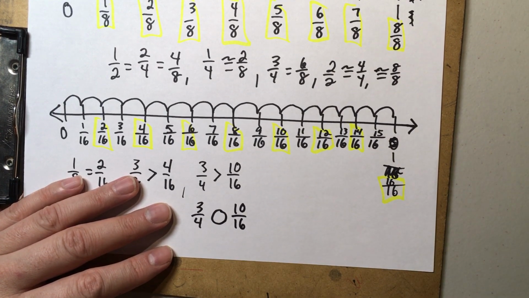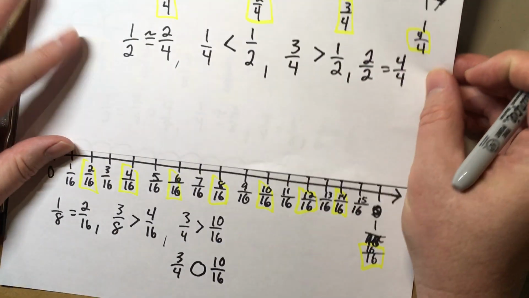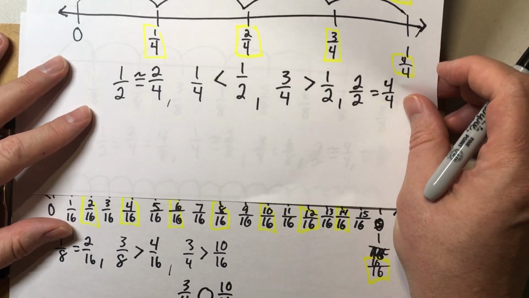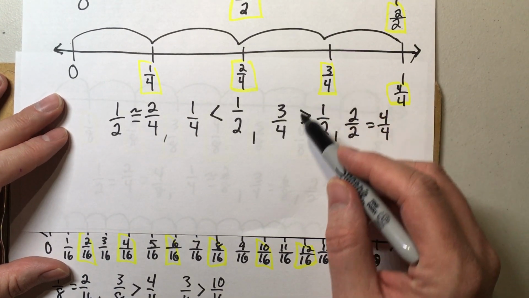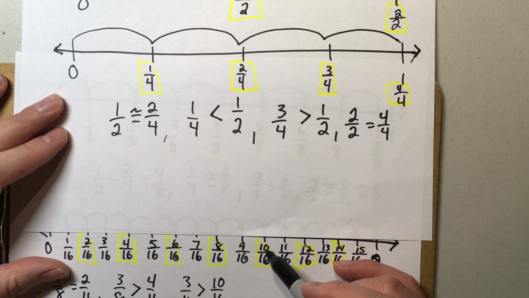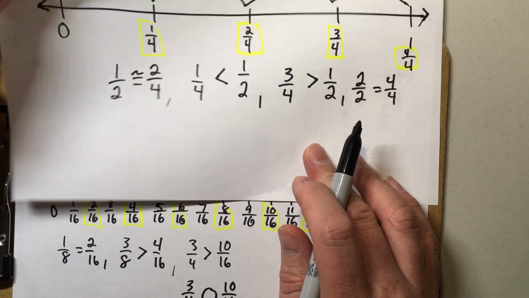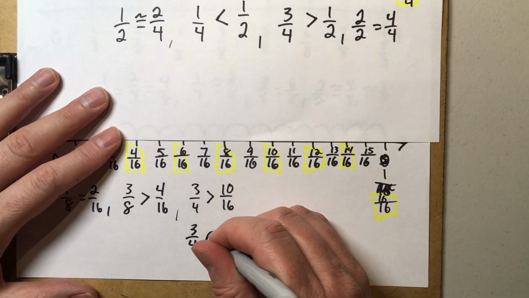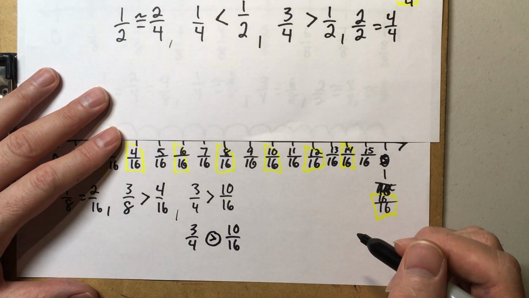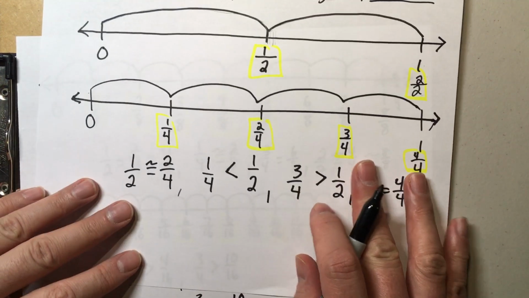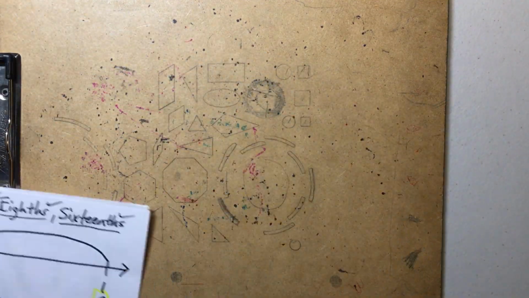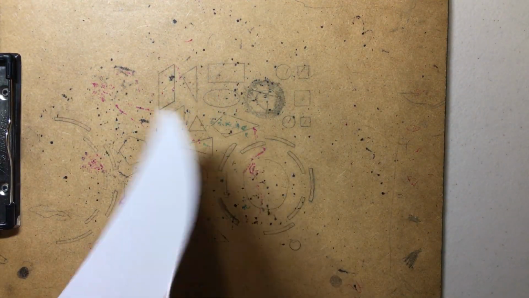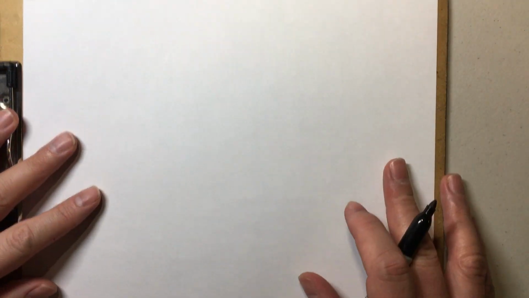Okay, if they have a visual like this, right? They have some sort of visual, then they can see, all right, well, 3/4 is here on the number line. 10/16 is way over here on the number line. Therefore, 3/4 is greater than 10/16. Okay? Good. All right, so that is how to do that. Takes a lot of practice, folks. It really does. But the kids will get really good at it after a while.